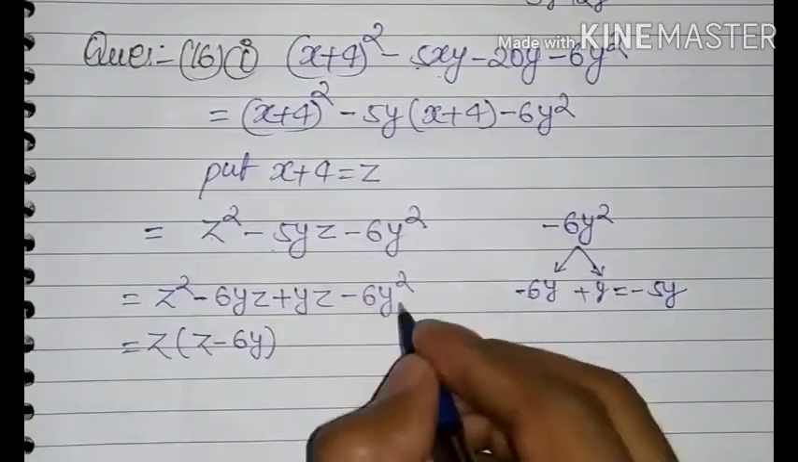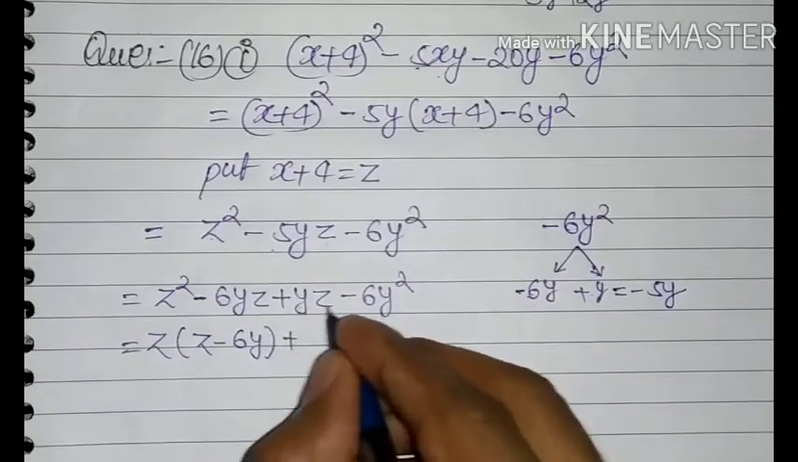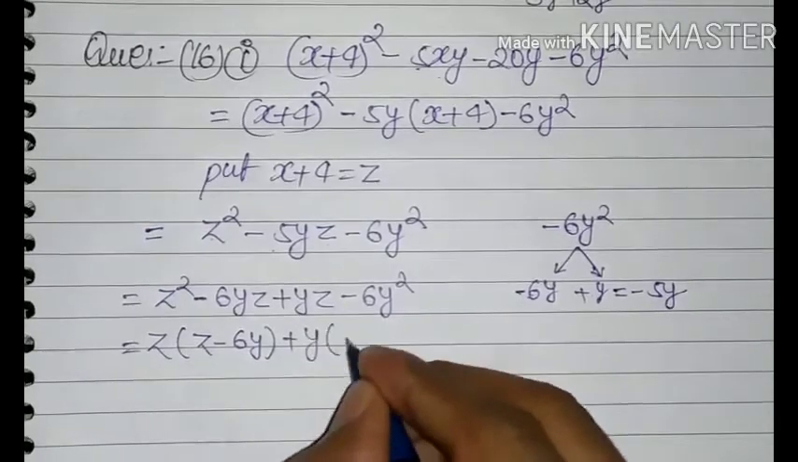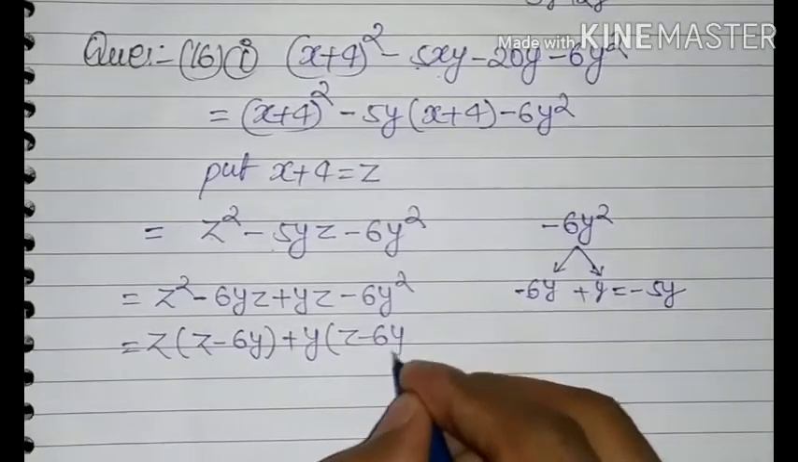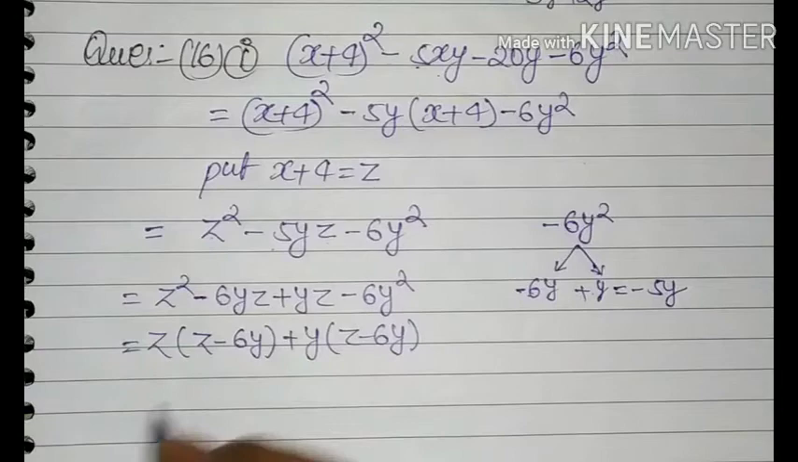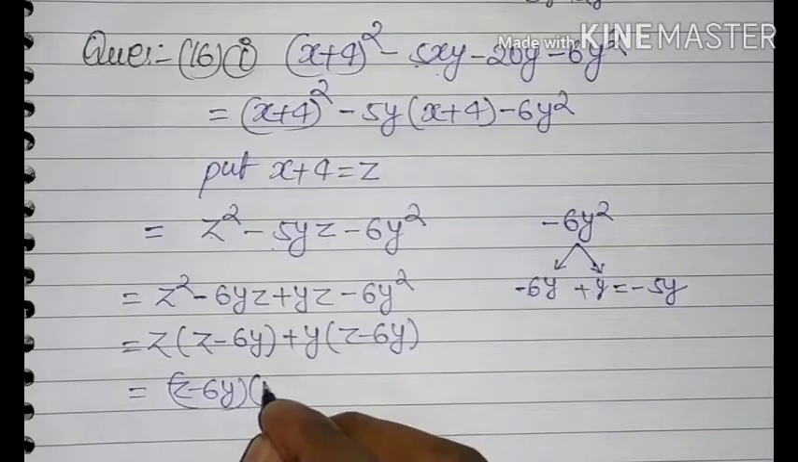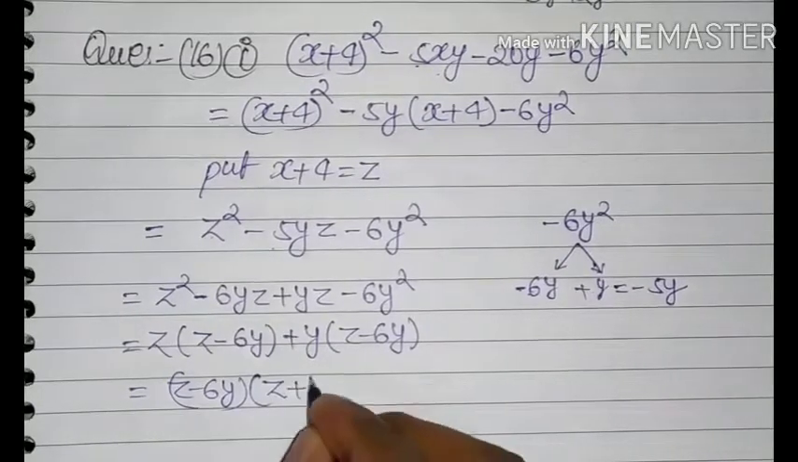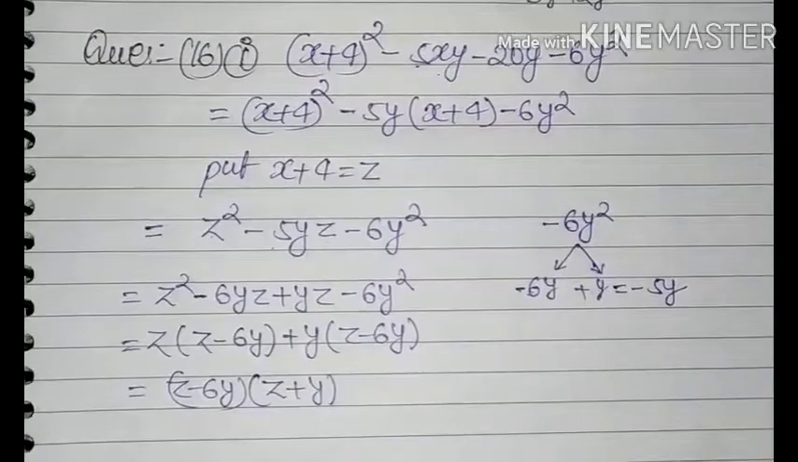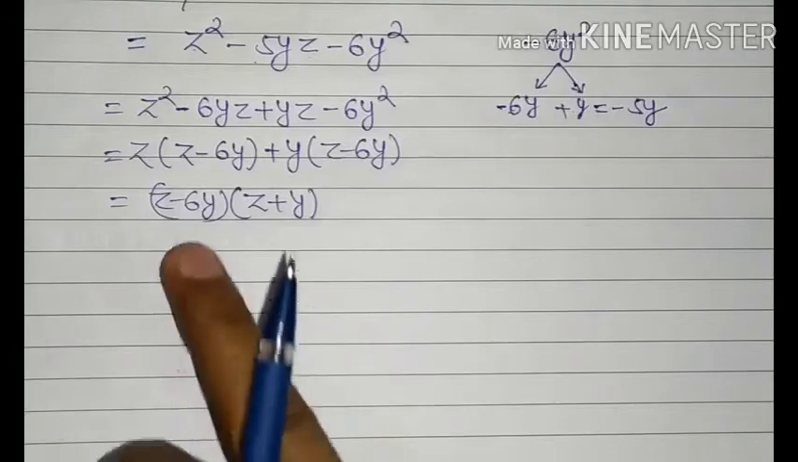Again, I'm going to take common from the third and fourth terms, and here you can take y as common, then it will become y, z minus 6y. From the first and second terms you can take z minus 6y as common, then the remaining terms in a bracket will be z plus y. Now this is the factorization of the given polynomial.